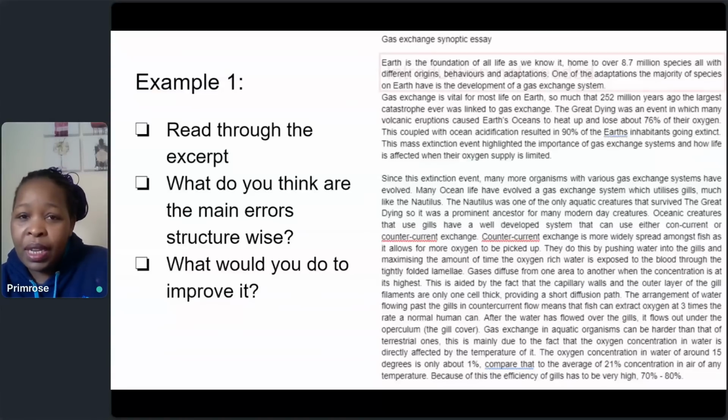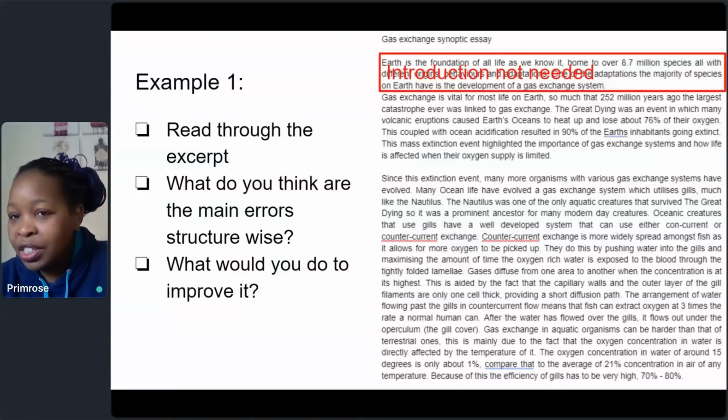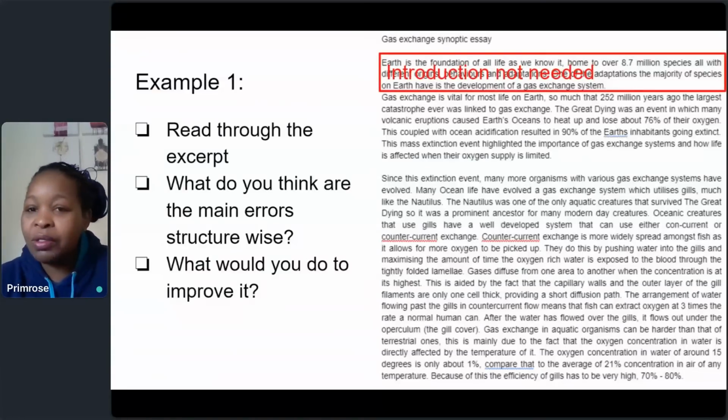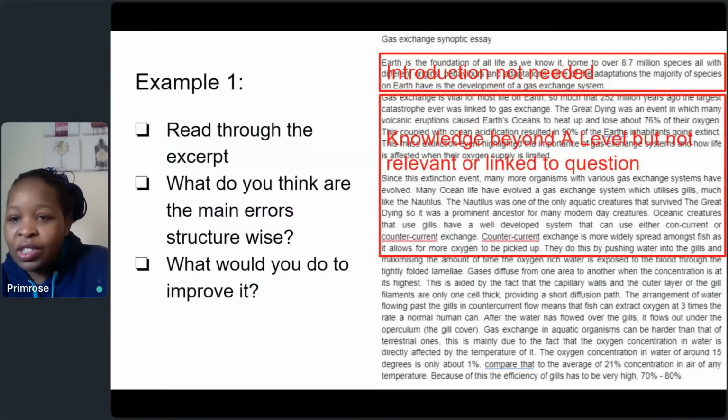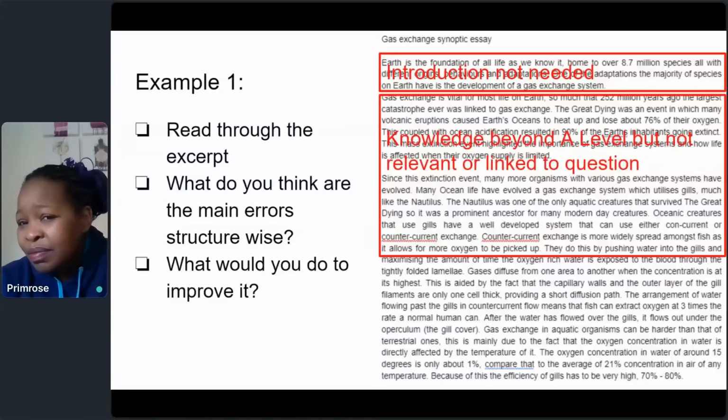So what I've said is you don't need an introduction, just go into the topic and start writing about the topic. So technically they could have, the last part is where they should have started. They should have just started about gas exchange in fish as an example, or simple organisms. Yes, the story is interesting, but does it really answer the question? So I've said it's not linked to questions.